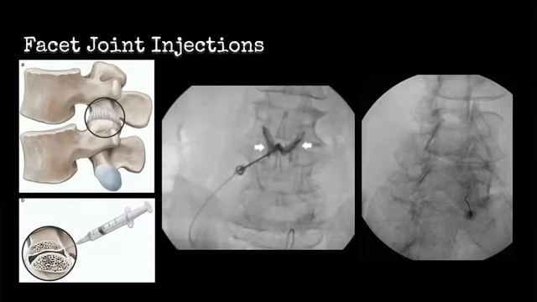Facet joint injections are a minimally invasive procedure in which a physician will inject a small amount of local anesthetic and/or medication in order to numb the facet joint and provide pain relief. Fluoroscopy is used to guide the placement of the needle into the facet joint.